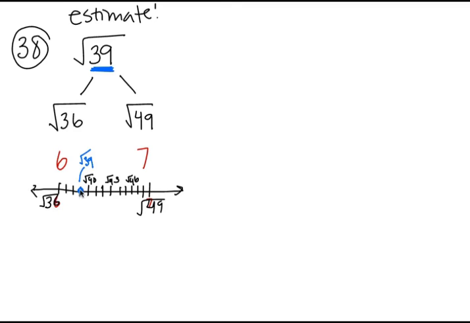So the square root of 39 is right here. What I want to do is take this number line and turn it into a fraction. If I draw a little rectangle around it, do you see how it looks like a fraction bar?